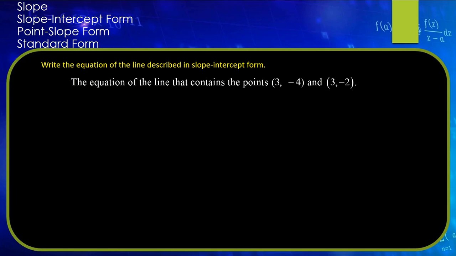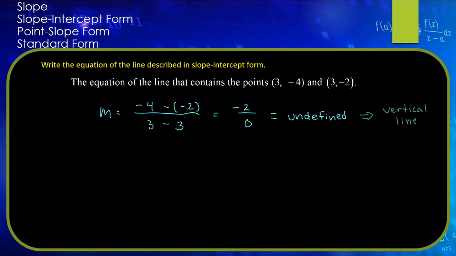But since we're looking for the equation of a line, I do need to figure out what the slope is. So I'm going to take the two y coordinates and subtract them, take the two x coordinates and subtract them. Notice now that they both have the same x coordinate. So as a result, the bottom number becomes 0, and any fraction where the denominator is 0 is an undefined value. And if I have an undefined slope, that tells me it's a vertical line.